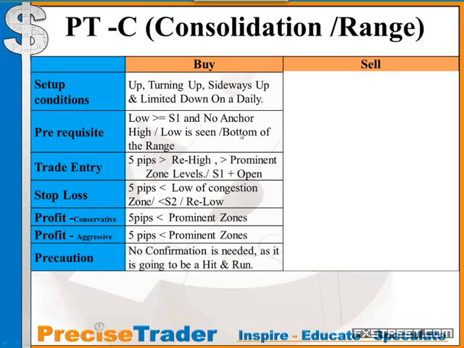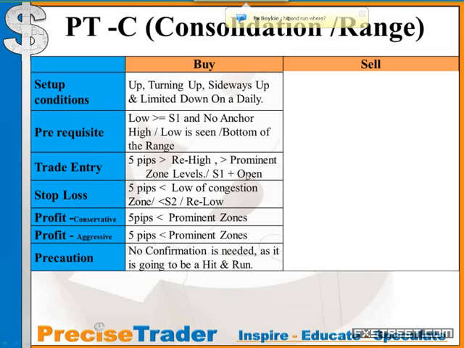Sometimes you may get it or you may not get it. If you don't get it, the prerequisite is probably you need to find out whether the market is in an uptrend, then we might look to buy at the bottom of the range. If it's in a downtrend, then we may need to look to short at the high of the range, that is for the sell. Trade entry is 5 pips greater than registered high, greater than prominent zone levels, or greater than support zone 1 or open. So basically, once we start to break above the range, then we start to do it.